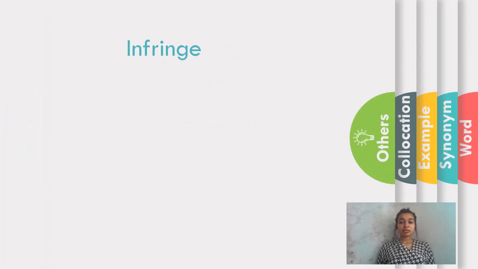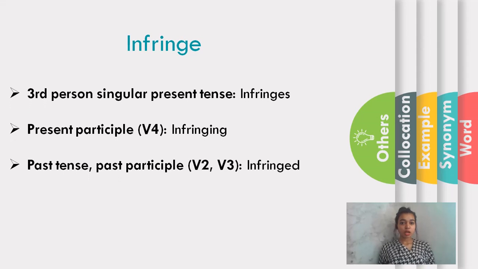And the other things related to infringe: the third person singular present tense form of infringe is infringes. He infringes the law, as an example. The present participle or V4 form of infringe is infringing. The past tense or past participle form of infringe is infringed.